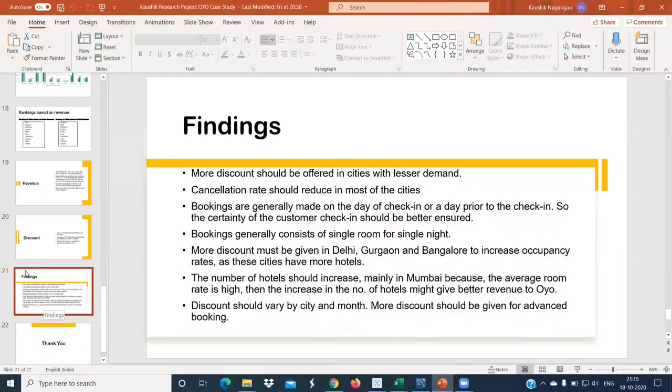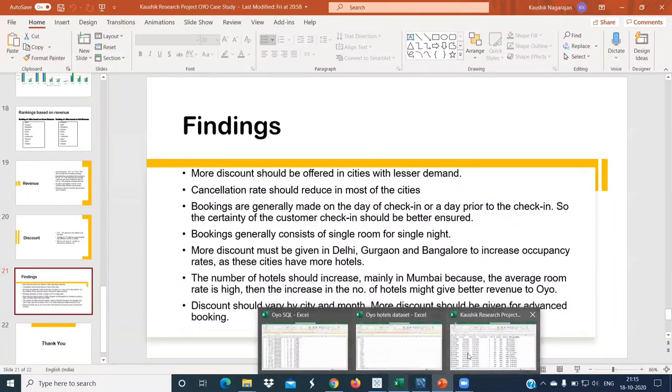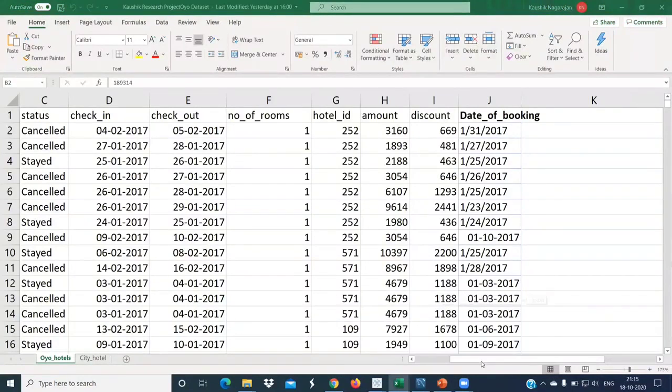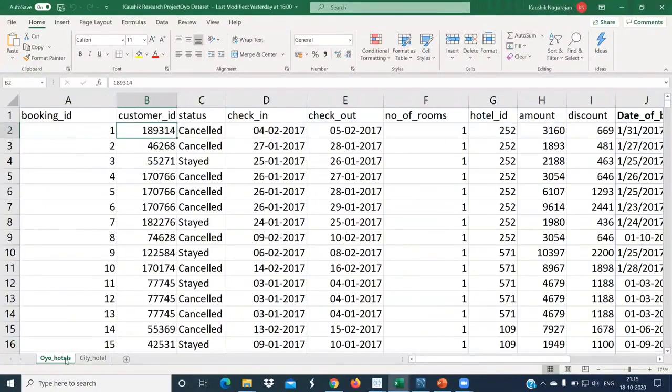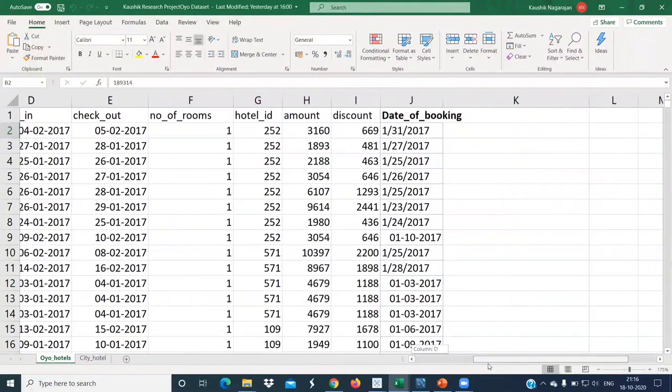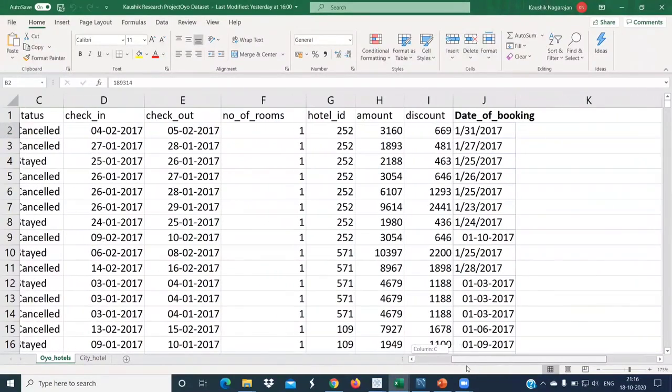Okay, that is it from the business part of the project. Talking about the technical part of the project and the difficulties faced while doing this project in SQL, these are the two data sets given here. One is the OYO hotel and the other is the city hotel data set. The OYO hotel data set consists of 10 attributes.